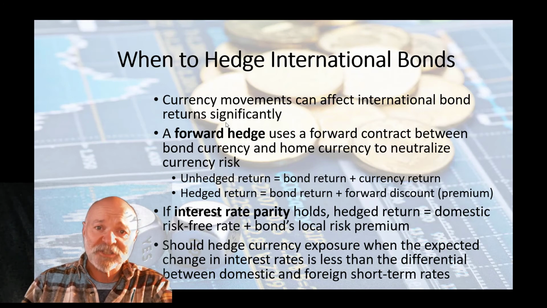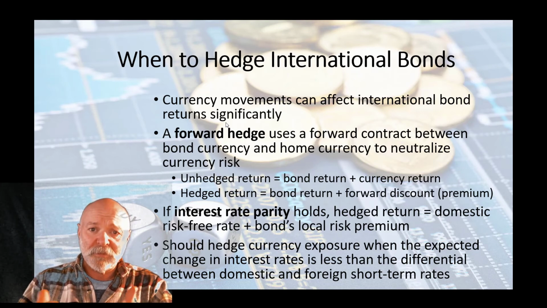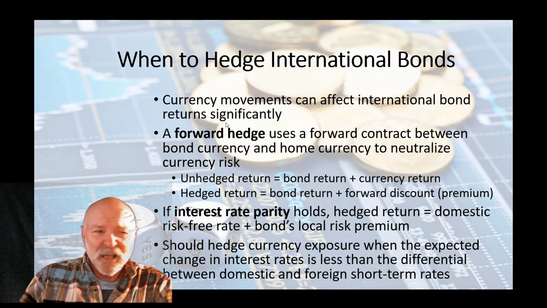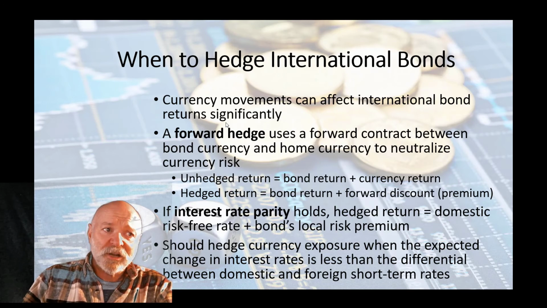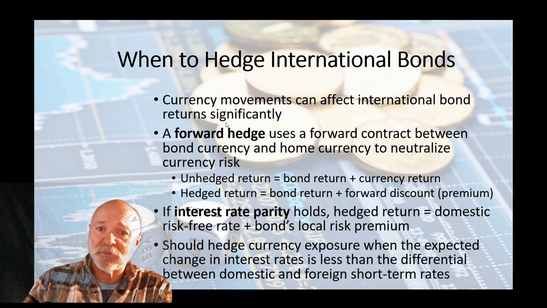The law of one price essentially says that a bond that is marketable across borders will be made up of the real return plus the currency differential. We should hedge currency exposure when the expected change in interest rate is less than that differential between the domestic and the foreign short-term interest rates.